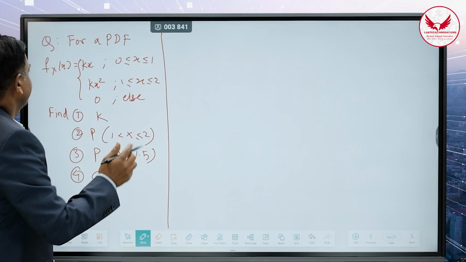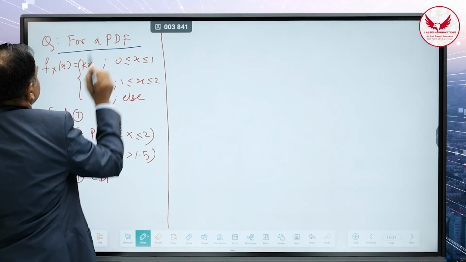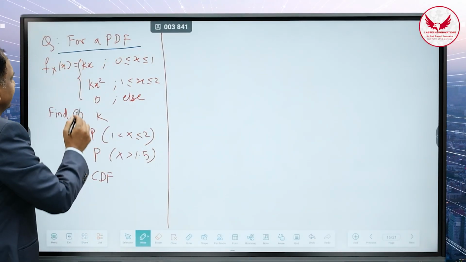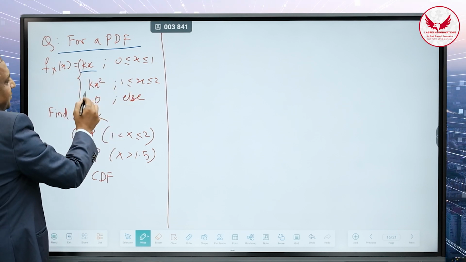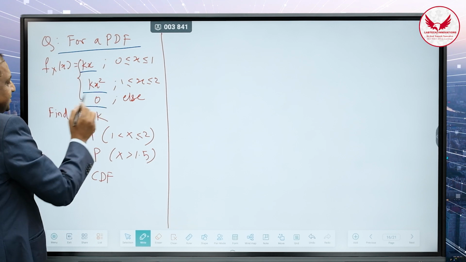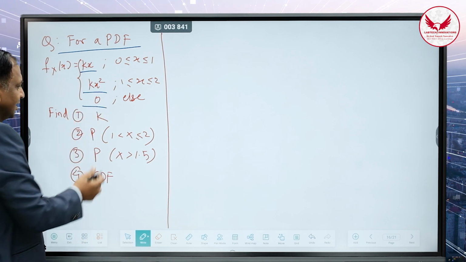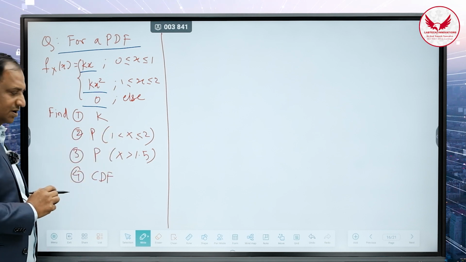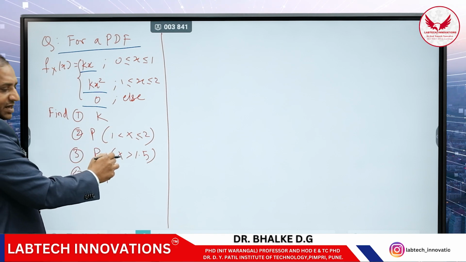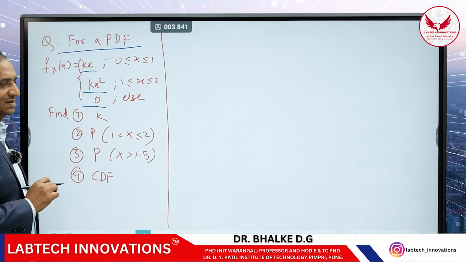Now the next problem is for the probability density function which is given by: for x from 0 to 1, its value is kx; between 1 to 2 it is kx square; and else it is 0. Again the same pattern will be there. Find the value of k, find the probability in the interval 1 to 2, find the probability for x greater than 1.5, and find the CDF.